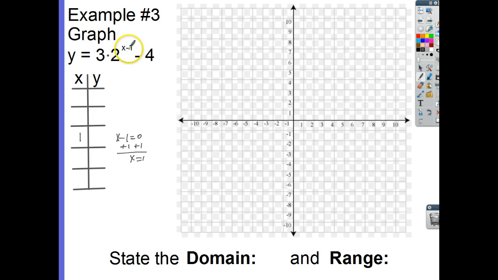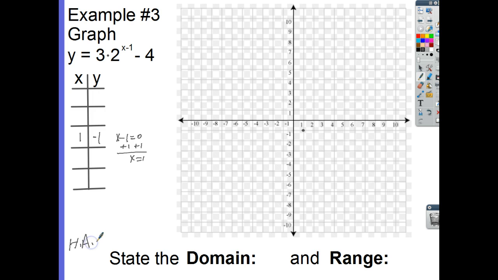And when we put 1 in, of course, that turns that to 0. 2 to the 0 is the number 1, because anything to the 0 is 1. 1 times 3 is 3. And then 3 minus 4 is -1. You can do that in your calculator. And I'm going to go ahead and graph that point: 1, -1.